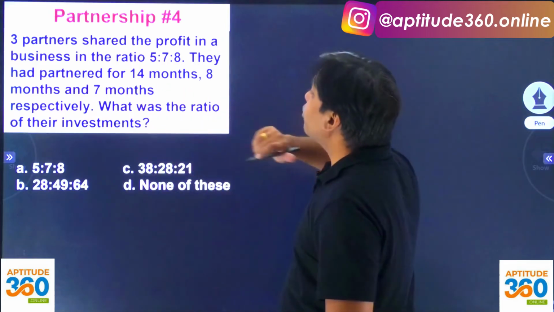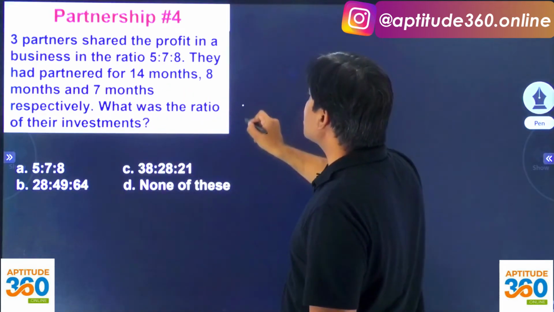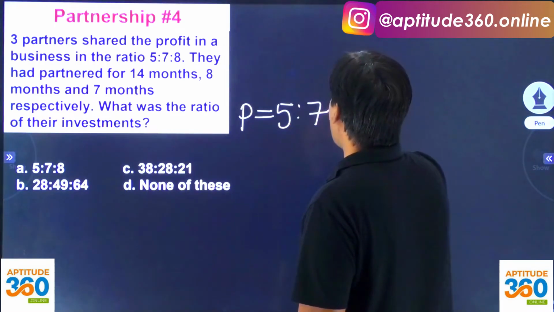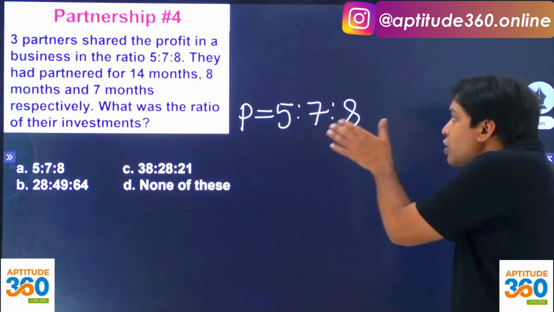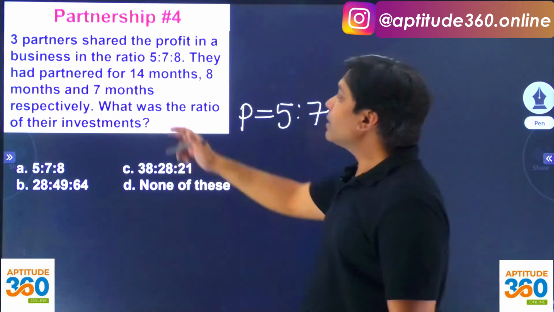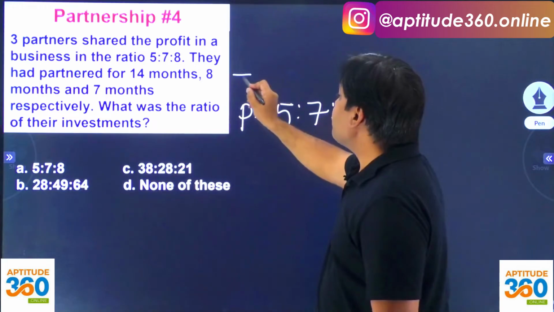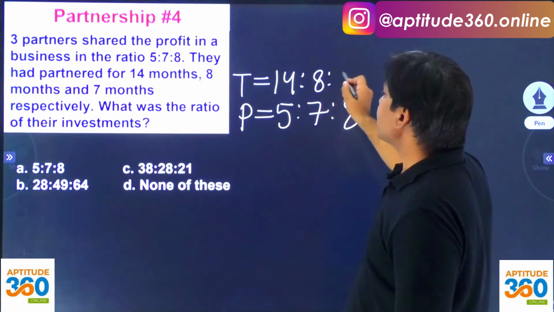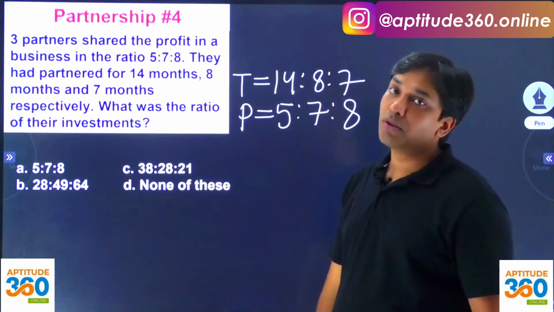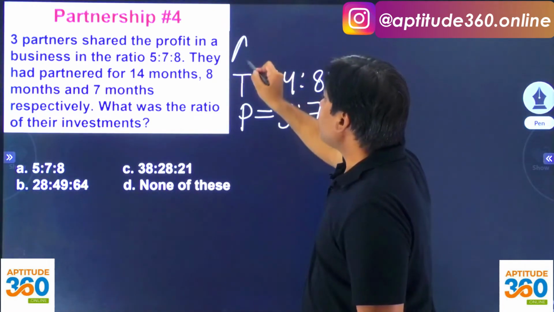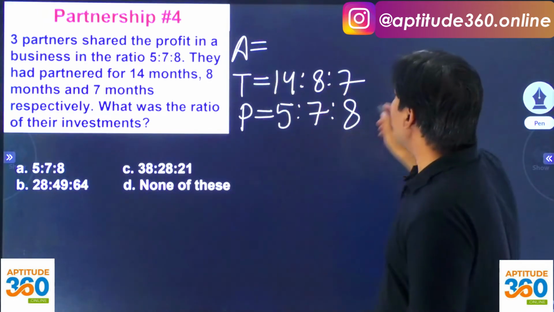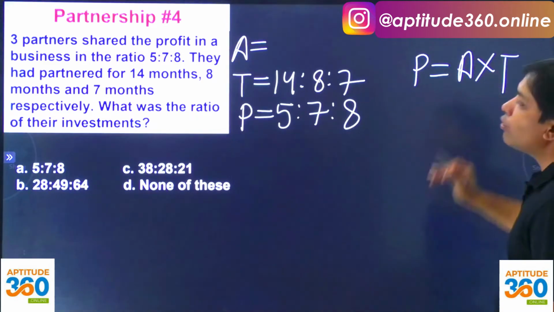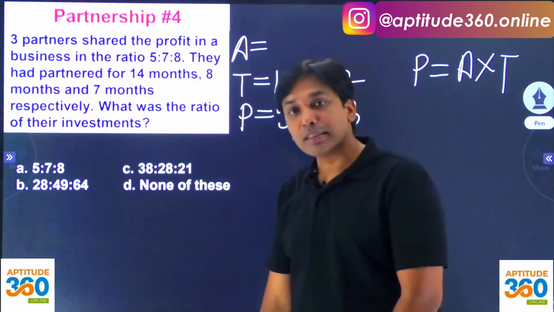So here it says that three partners share the profits in the ratio of 5, 7 and 8, and the time period ratio is 14, 8 and 7 for the three partners. Now what is going to be the ratio of the amount? We know for sure that profit is going to be amount into time. This is what you have learned in video number 3, isn't it?